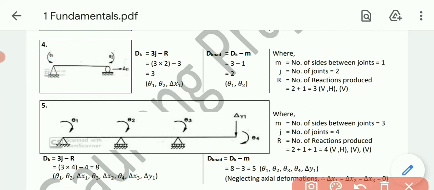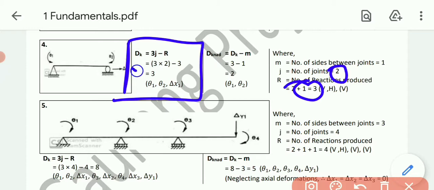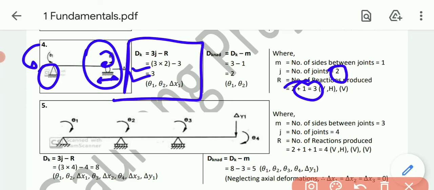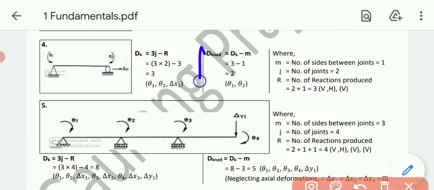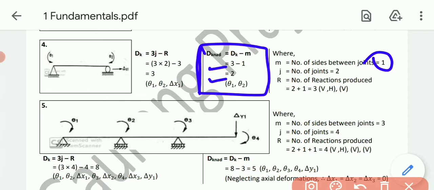See, j, the number of joints, is 2, m, the number of members between the joints, is 1. So 3j minus r is the DKI; j is 2, r is 3, so 3 times 2 minus 3, so 6 minus 3, 3. As I told you, in this one rotation will be produced, and in this one rotation and horizontal will be produced. So theta 1, theta 2 and delta x1 are the displacements. Now DKI none, DKI minus m, neglecting axial deformation, m is 1, so 3 minus 1, the answer comes 2.